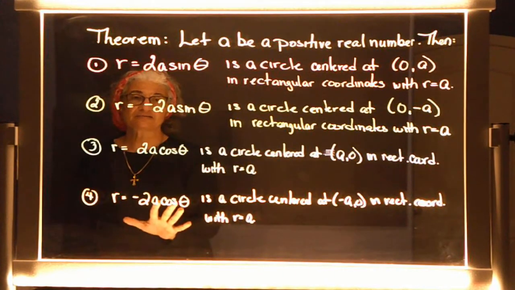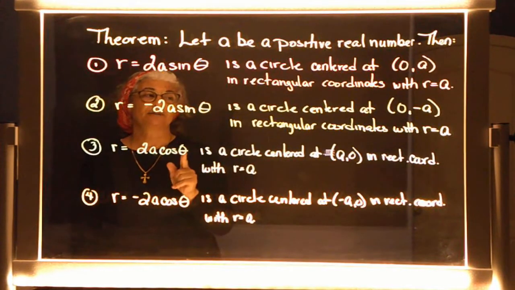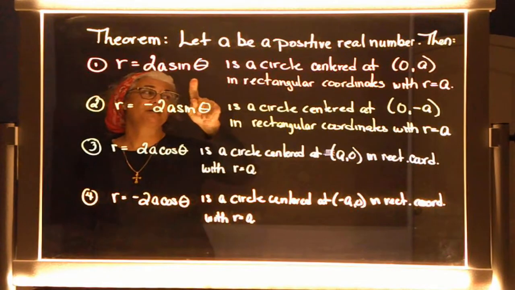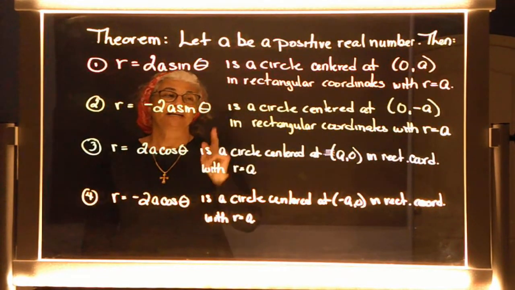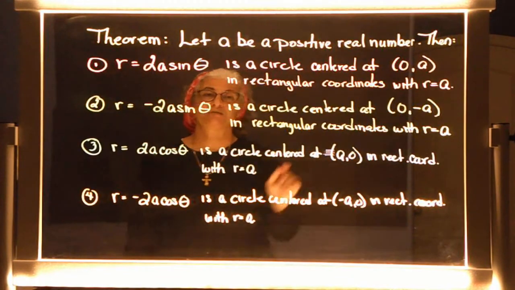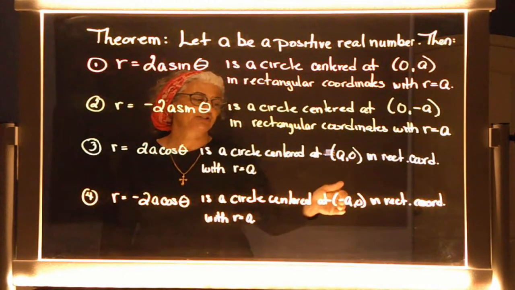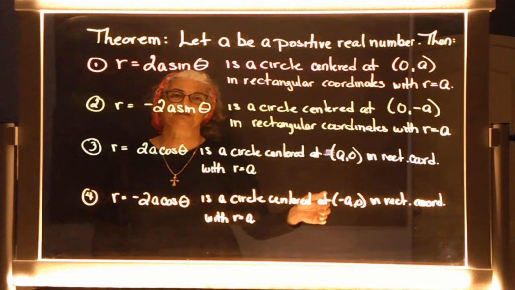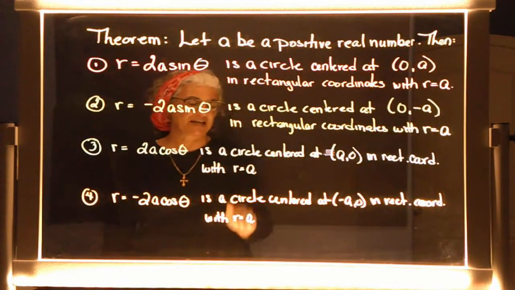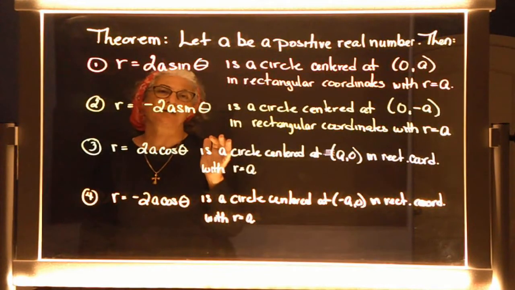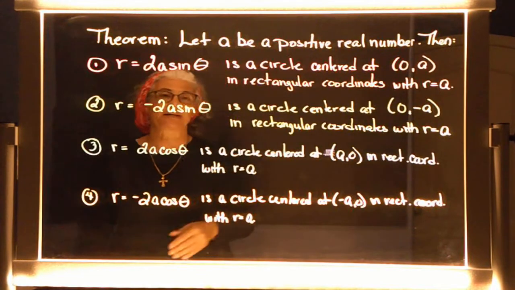Okay. Notice something, though, about what they all say. All 4 of these are circles, right? Now, they tell you on number 1 that it's centered at (0, a). And in number 2, it's centered at (0, negative a). But in numbers 3 and 4, a is in the x-coordinate position and negative a is in the x-coordinate position. And they all say that they have a radius of a. So remember, radius is always positive, which explains why all 4 of them say r equals a.